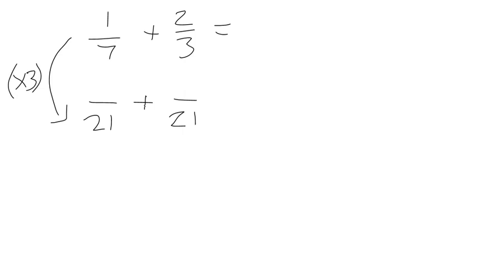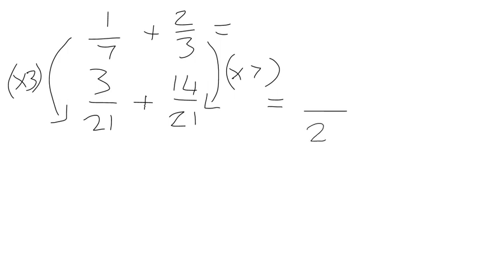Therefore, I also need to do the same thing with the numerator. 1 times by 3 is 3. To get from 3 to 21, I multiplied it by 7, and therefore 2 times by 7 is 14. Now the denominators are the same, therefore the denominator stays as 21, and I can add the numerators 3 and 14, which would get me 17/21.